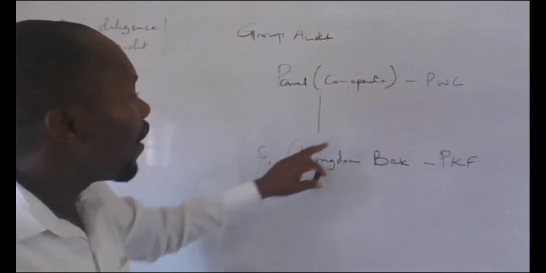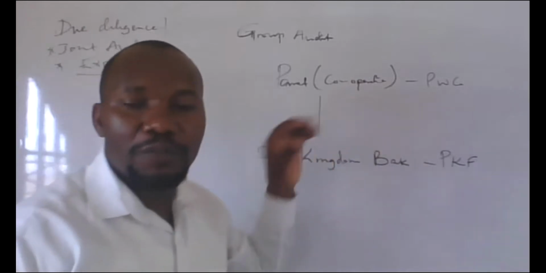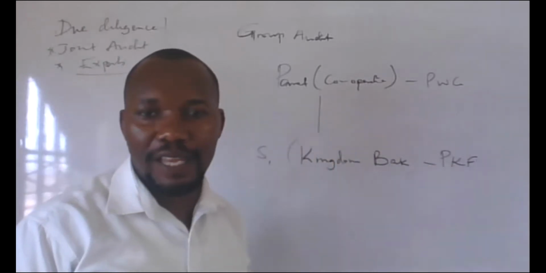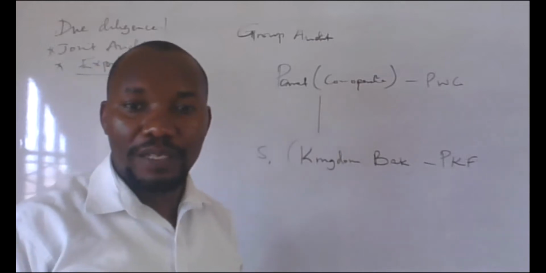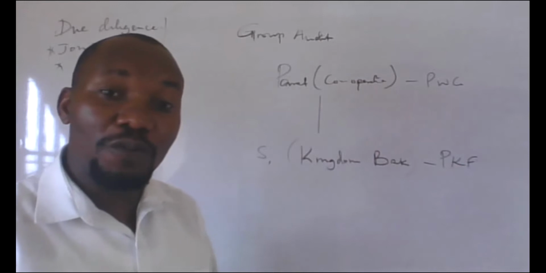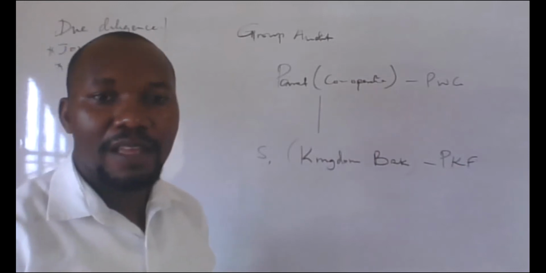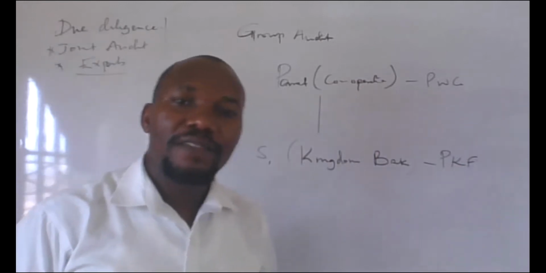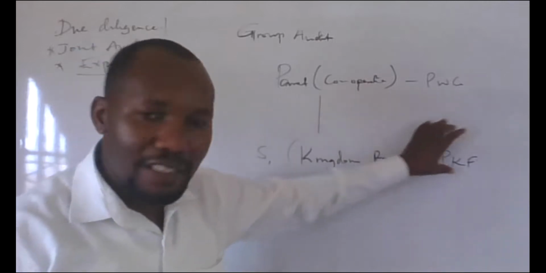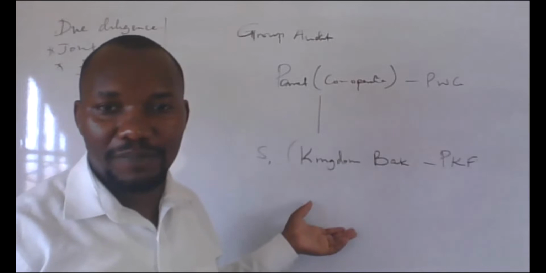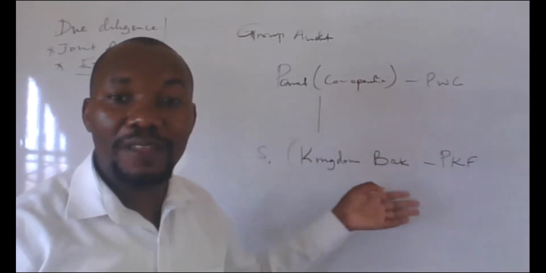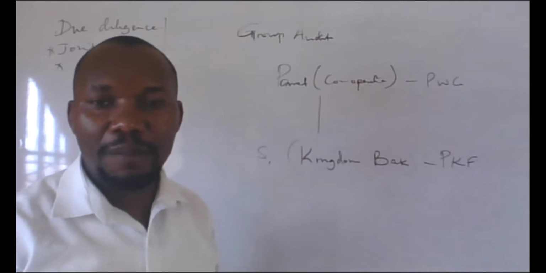Number one, they want to know the audit procedures followed when PKF was auditing the subsidiary. That is number one. I hope you are writing the audit procedures that were followed by the subsidiary auditor. Number two, experience of the subsidiary auditor. These guys, do they have enough experience? So they will want to consider that these guys have the right skills. That is number two.